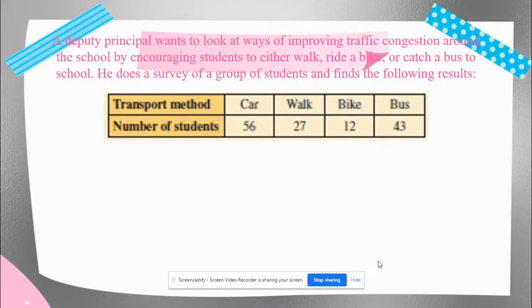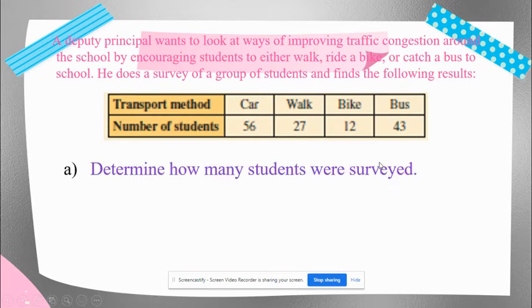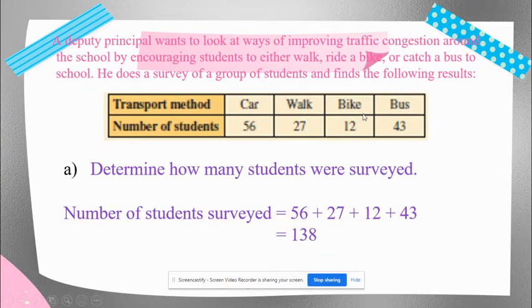Another question. A deputy wants to look at ways of improving traffic congestion around the school by encouraging students to either walk, ride a bike, or catch a bus to school. He does a survey. So at the moment, 56 go in the car, 27 walk, 12 go on the bike, and 43 catch the bus. First question, how many students were surveyed? So you just add all of those numbers together, 138 students.